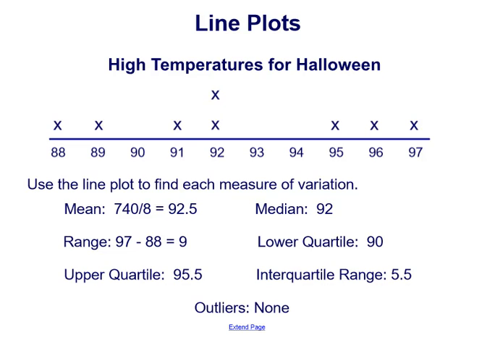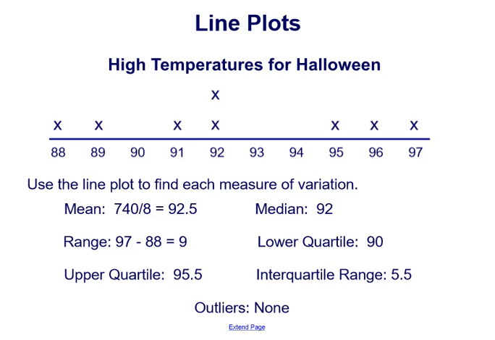And then you have your upper and lower quartiles, which are the medians of the upper and lower halves of your data. Your lower quartile is going to be 90, and your upper quartile is 95.5. And then the interquartile range is their difference. So we're getting 5.5 from the 95.5 minus the 90.